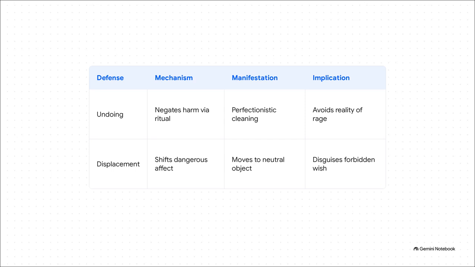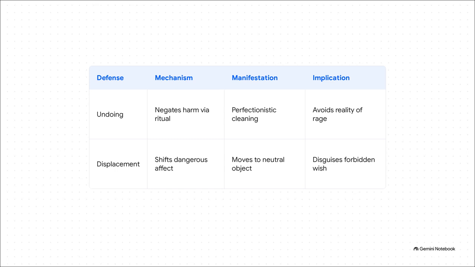So by definition, undoing is a defense mechanism involving the retroactive negation of a perceived harm or forbidden thought. Its developmental origin lies in the magical thinking of early childhood. You know, that belief that thoughts are literally equivalent to actions. The intrapsychic mechanism involves deploying a physical or mental counteraction to neutralize the terrifying aggressive impulse. The clinical manifestation, that's your classic ritual or compulsion.